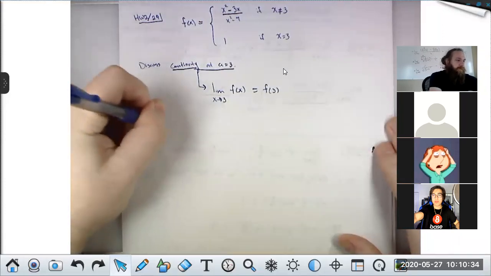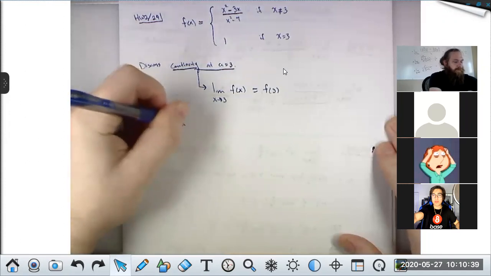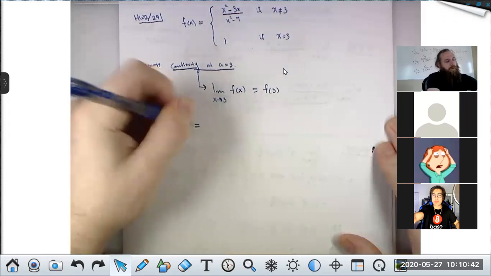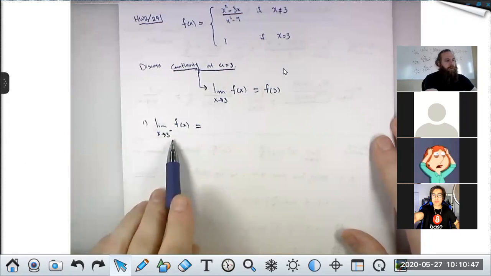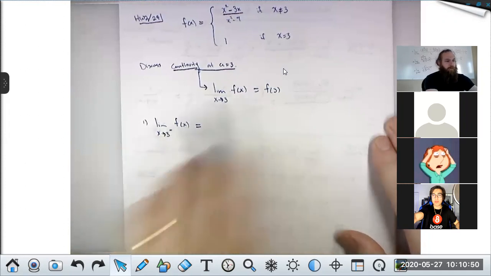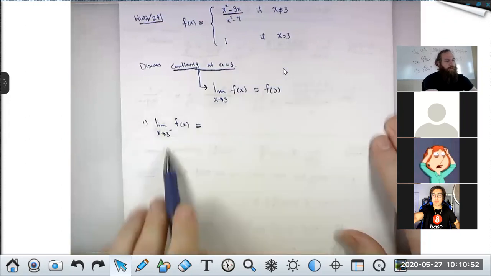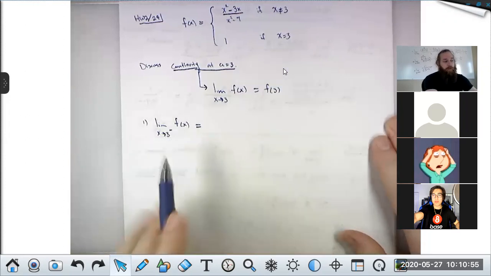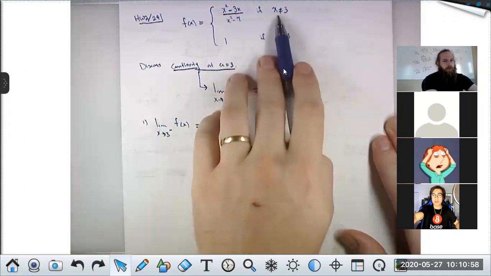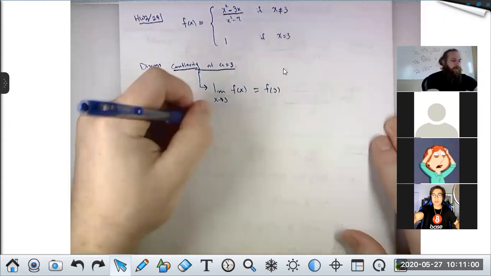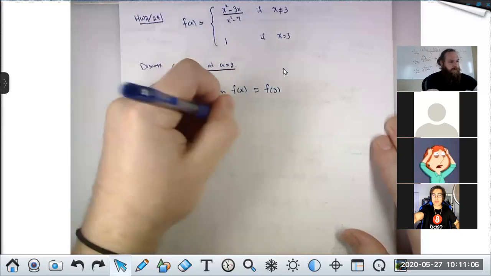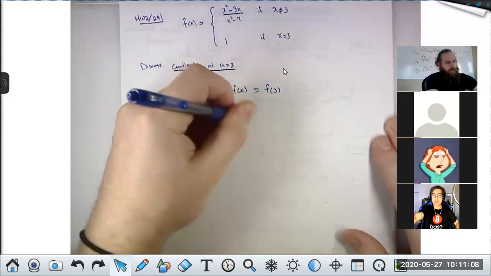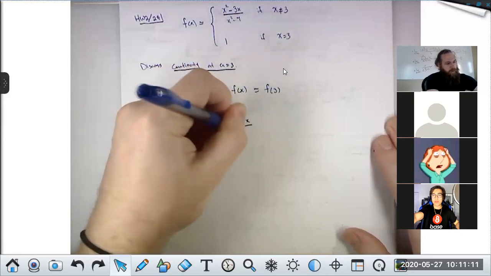we look at the limit as x approaches 3 from the left of f of x. Since the limit is interested not in what happens exactly at 3, it's interested in what happens really, really nearby, but not equal to 3. That means we're looking at this sort of stuff, so we're going to be using this formula. So this will be the limit as x approaches 3 from the left of x squared minus 3x over x squared minus 9.